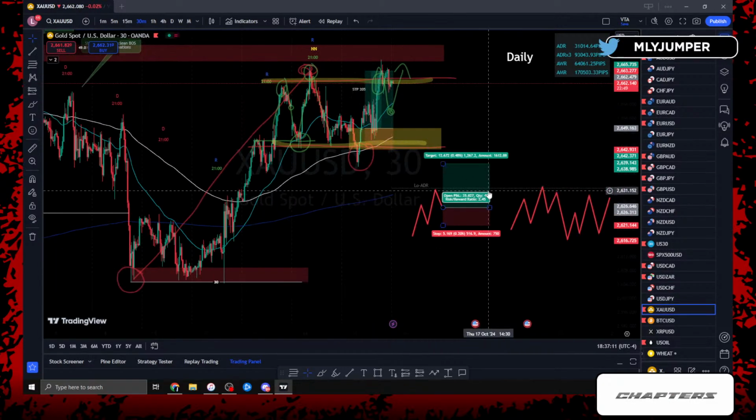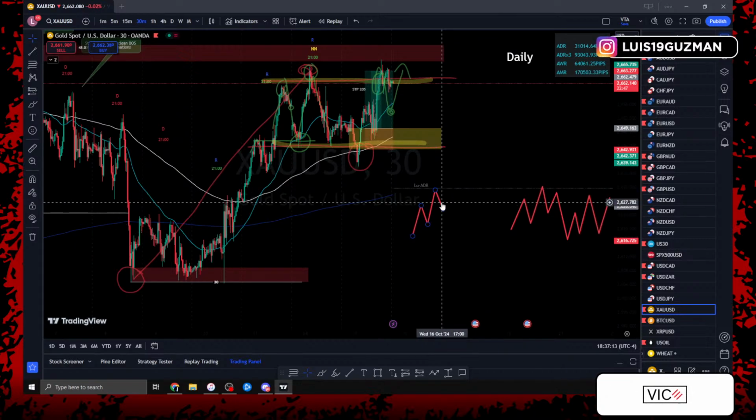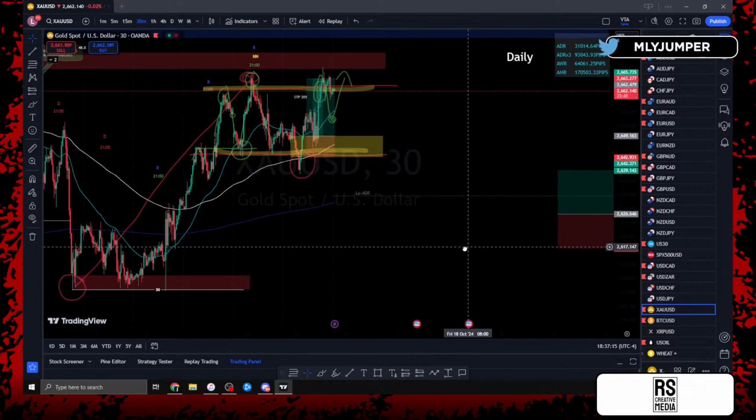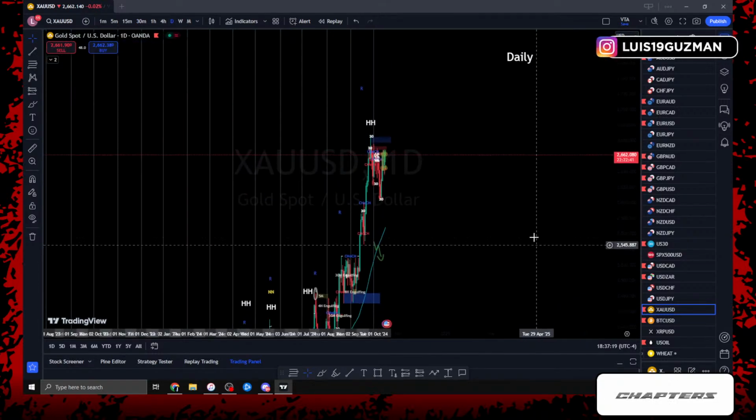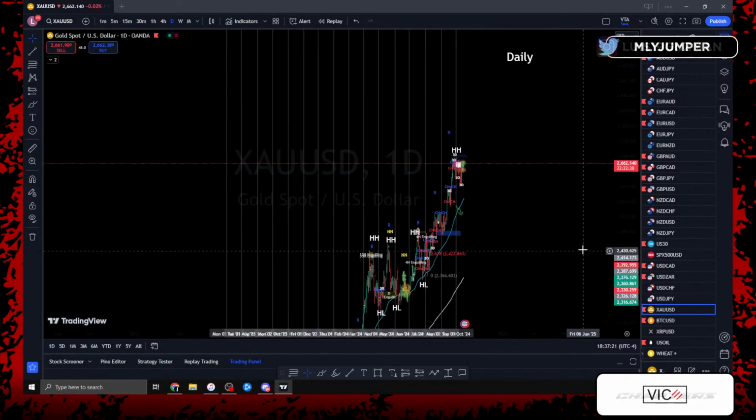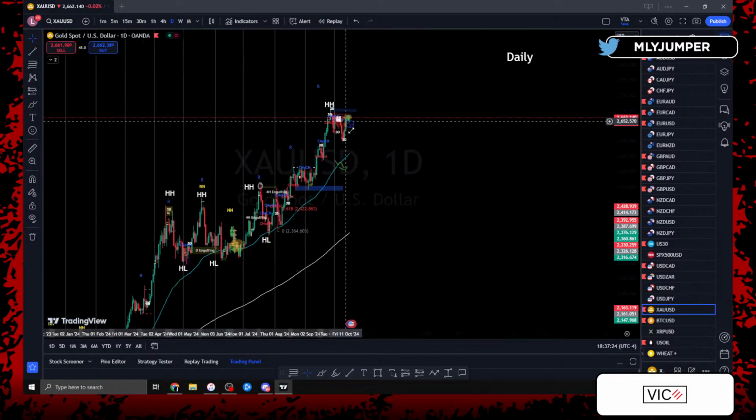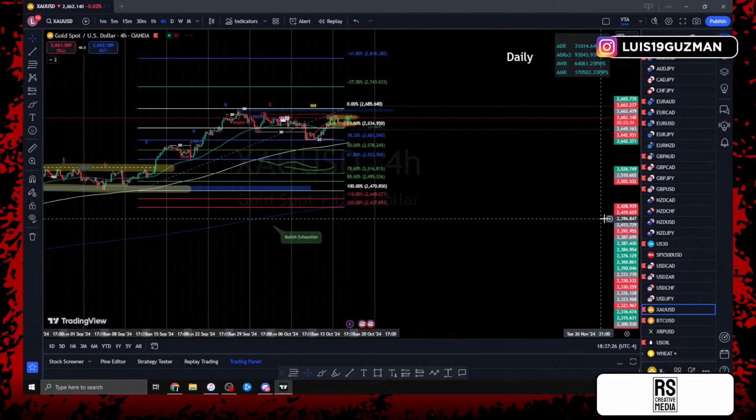Gold, this is another one that was really beautiful for today, and as you can see, I was doing a little session today, so I have a few things drawn up on the screen. Daily time frame, very similar to US30. We're in peak high territory. We're all the way at the top of the higher high. Nothing really here in the daily time frame to really talk about.